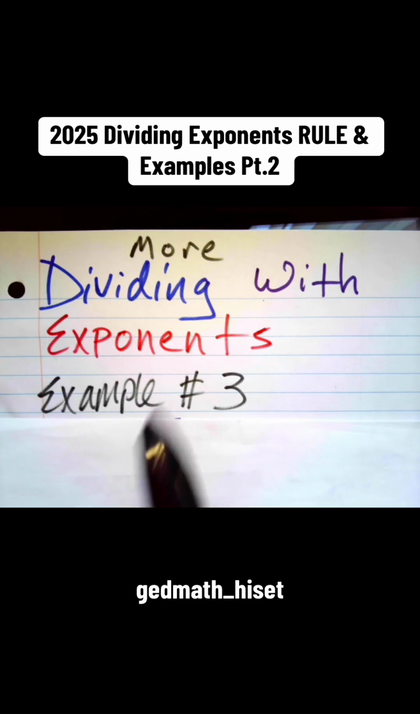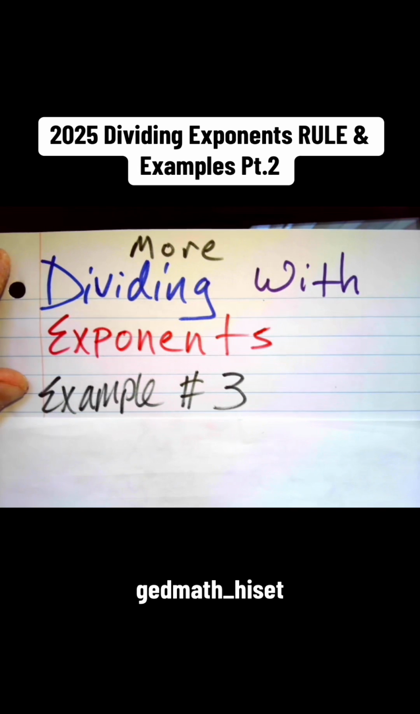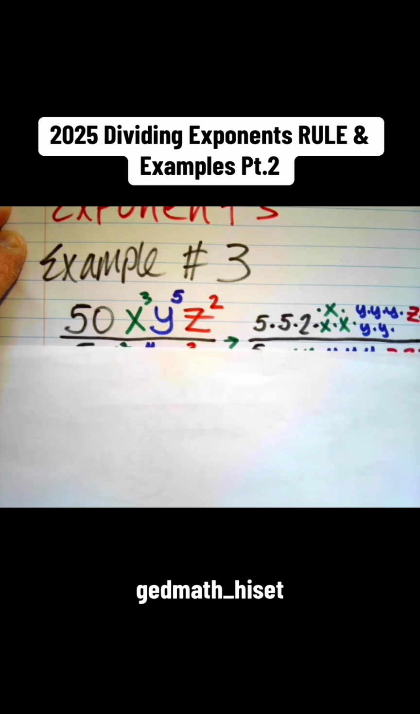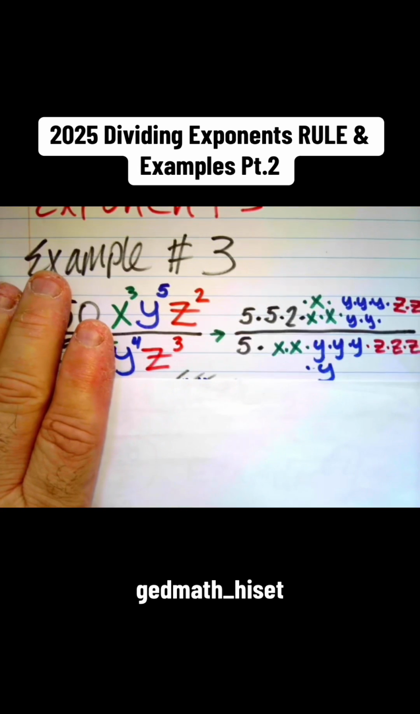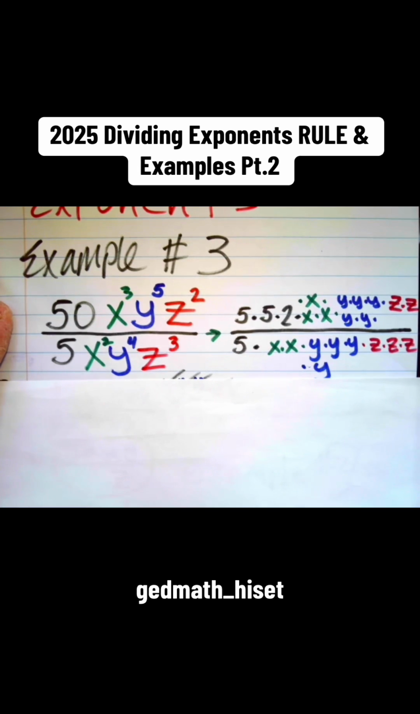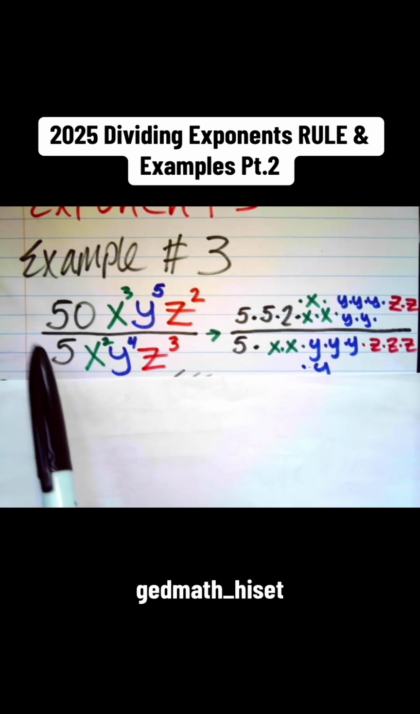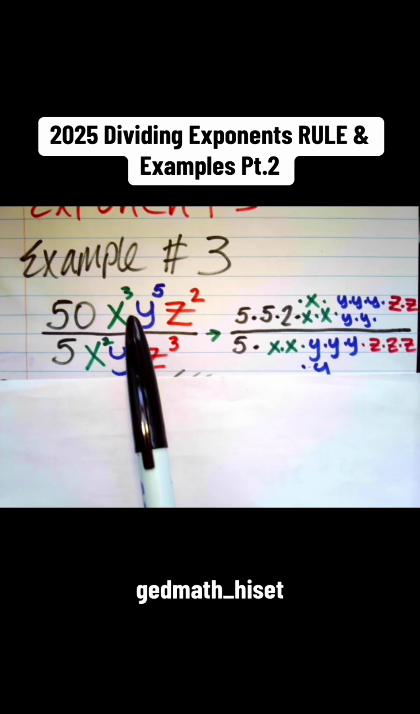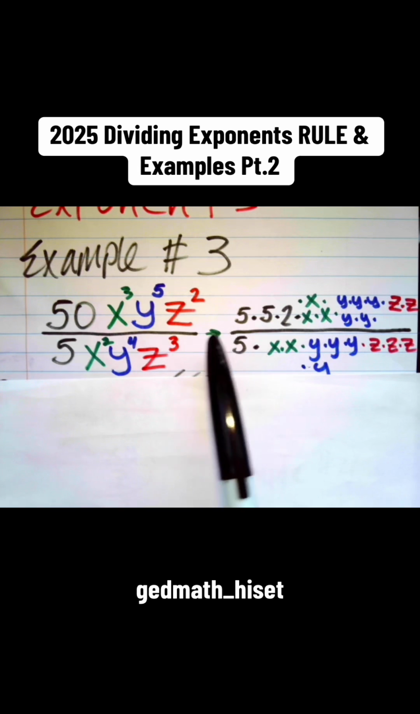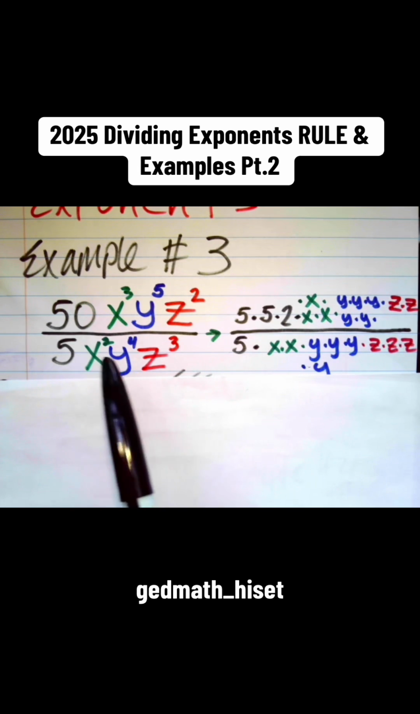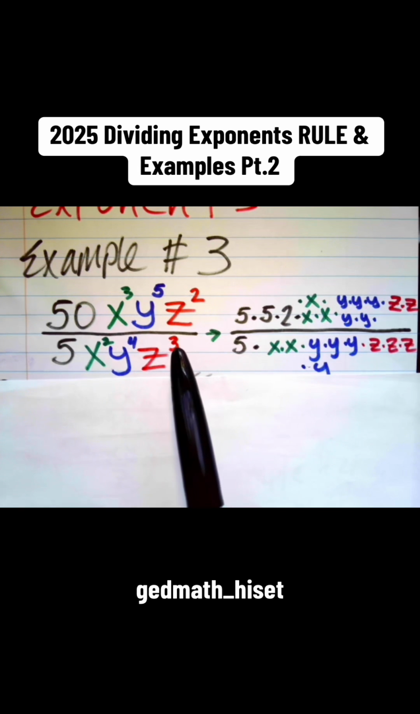Hey, I'd like to do some more dividing with exponent examples, picking up on where we left off on previous videos. Let's go ahead and take a look at example number 3. So we have here 50 times x cubed times y to the fifth times z squared divided by 5 times x squared times y to the fourth times z to the third power.